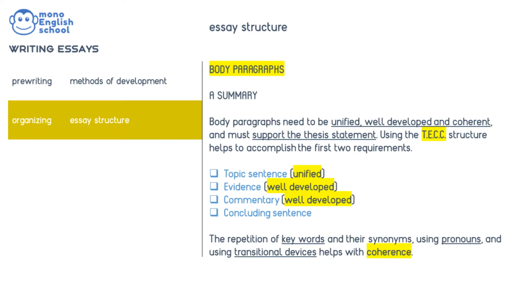To summarize our discussion of body paragraphs. Body paragraphs should be unified, well-developed, and coherent, and focused on one claim, topic, or idea. The text structure helps us to achieve a unified and well-developed paragraph. TEC stands for topic sentence, evidence, commentary, and concluding sentence. We can achieve coherence through the repetition of keywords, the use of pronouns, and the use of transitional devices.